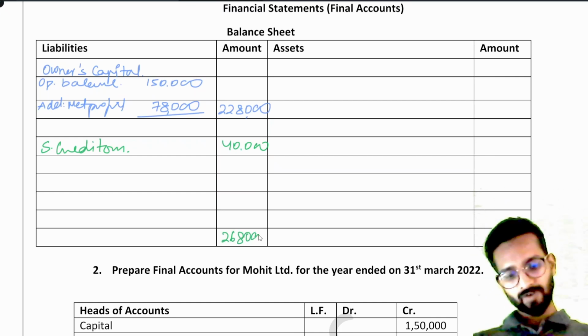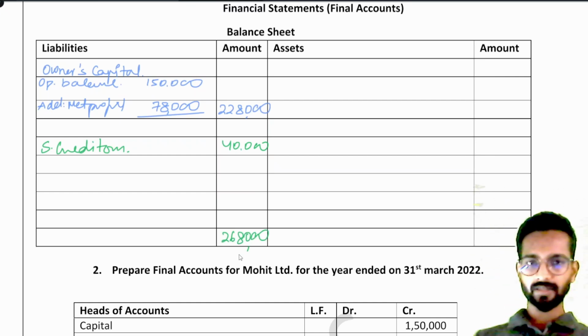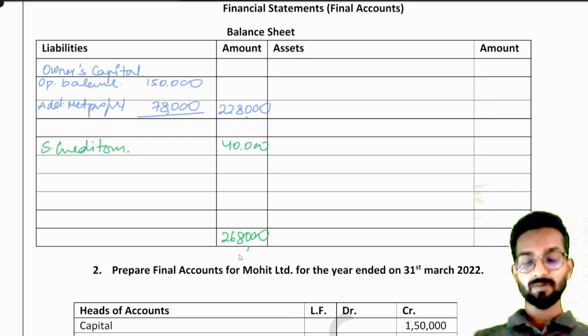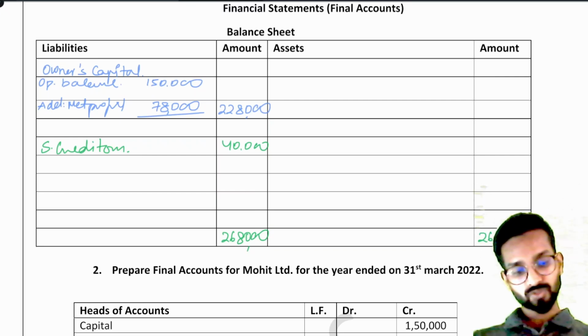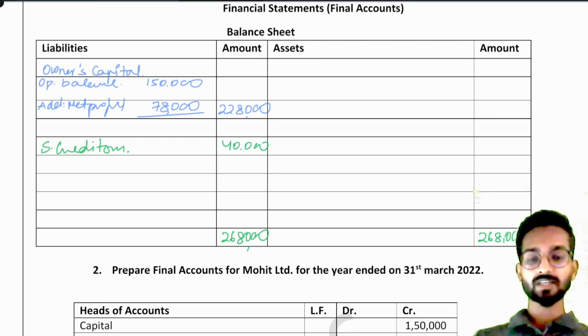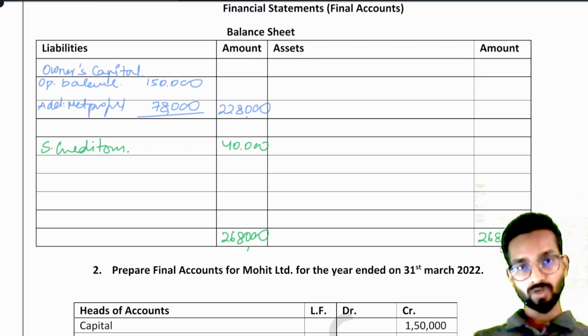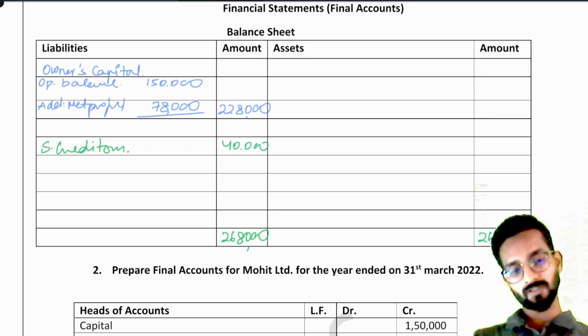Sir, every time you never used to write the total directly in this column. See, in the balance sheet you can write, because there are two sides, liability and asset. If your totals are not matching, it means your answer is definitely wrong. So if the total here is 2,68,000, you should be sure that the total of the assets should also be 2,68,000 only.